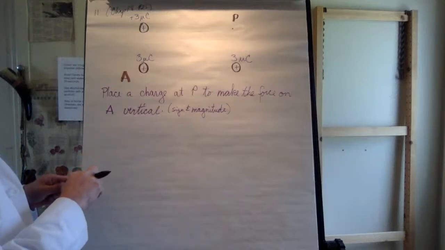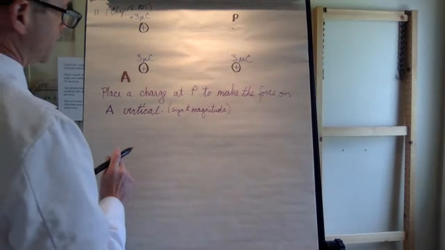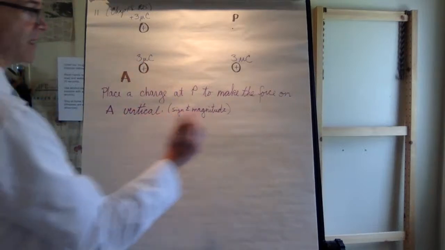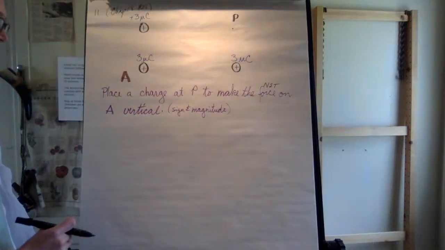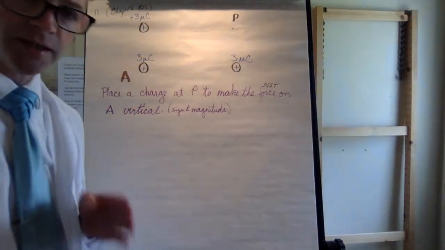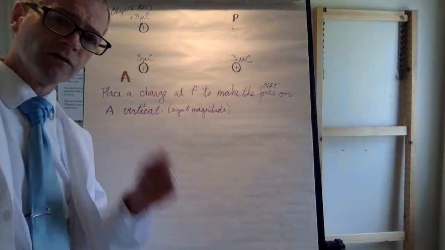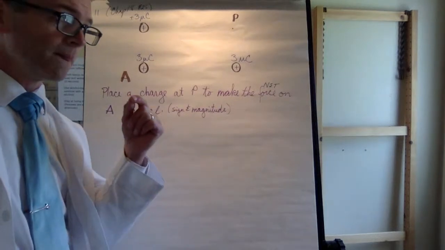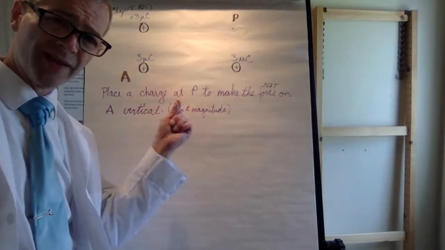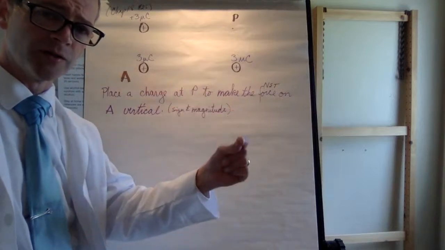Place a charge at P to make the force on particle A vertical. So that means it should be the net force, by the way. The net force on A vertical. I was just thinking about this. This is free body diagrams. This is all review from other forces. So if you can draw the free body diagrams on these and just look at the forces, do the sum of the forces, what are the things that you need to be able to do?